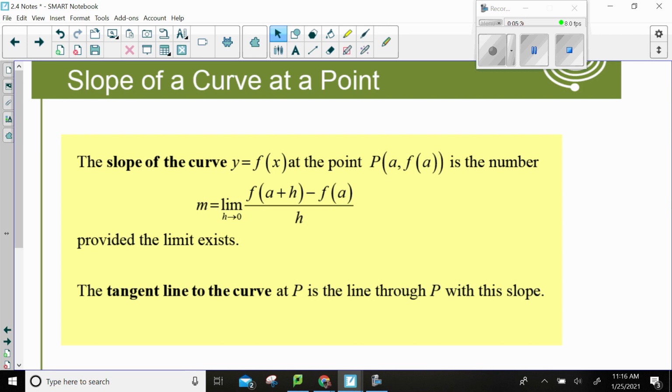So, slope of a curve at a point, here's the definition. We have point P, which is (a, f(a)), and then here is the slope, provided it exists. It could be undefined, of course, for a vertical line. The tangent to the curve at P is the line through P with the slope. So if you need this, pause it, write it down.